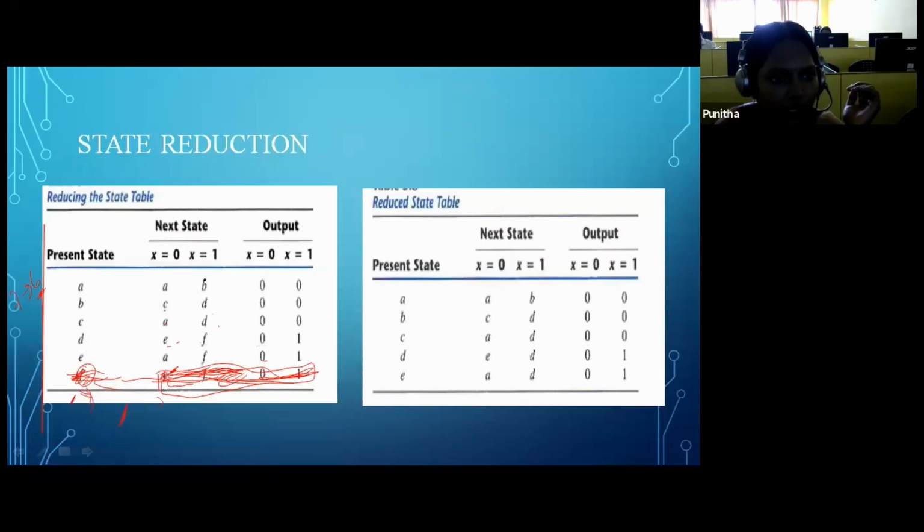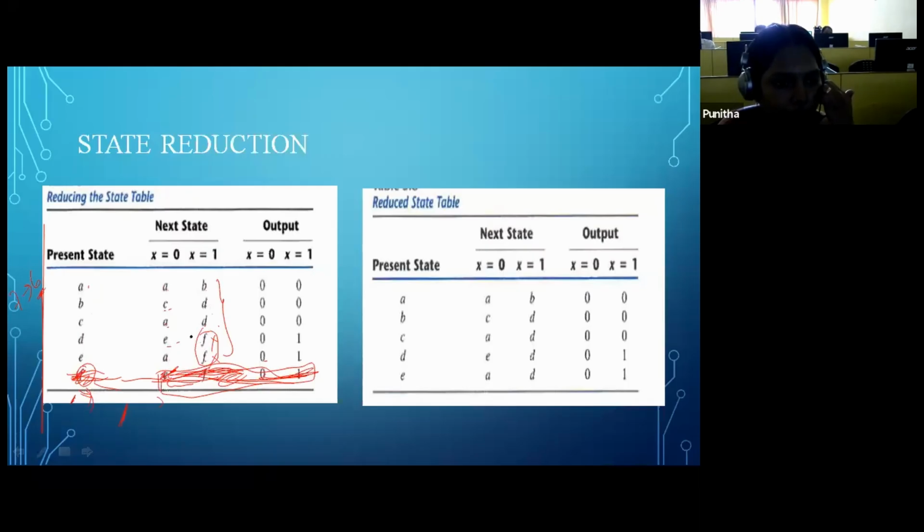Now I'm checking all the next states that are present from the present states. AB is available in the present state. CD is also available in the present state. AD is available. A is available. Is F available in the present state? No, F is not available in the present state. The next state should not be F, so that should be removed.